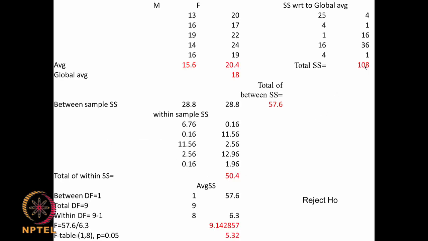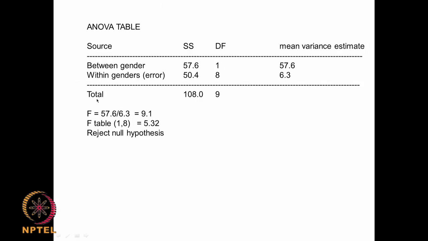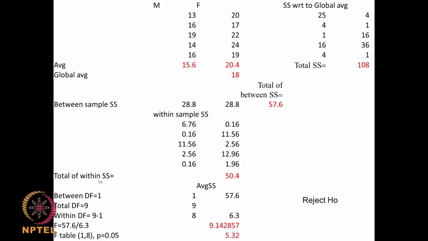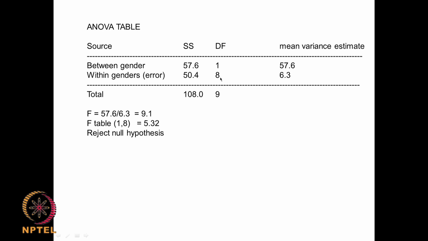Total is 108, okay. Degrees of freedom for total is 9, so total is 108, degrees of freedom is 9. Now within, that is within sum of squares, is 50.4, degrees of freedom is 8, okay. 50.4, degrees of freedom is 8, so the mean value is 50.4 by 8, 6.3. As you can see here, they will all add up, df of gender and within gender will come out to be 9. If you add up the sum of squares, these two will come out to be 108. So this is called a summary table.